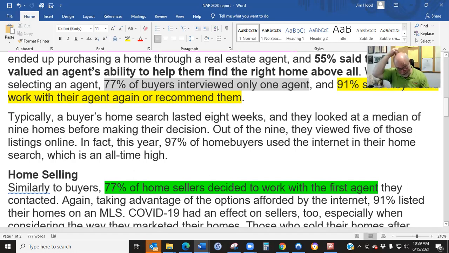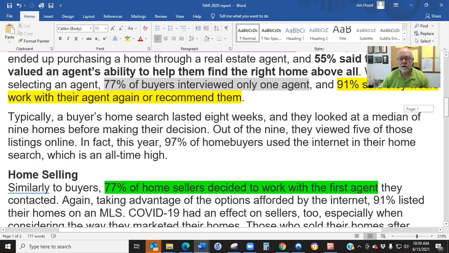We'll talk about that idea later. All right. The home buyer: 77% of home sellers decided to work with the first agent they talked with. Again, it goes back to you get that lead, stick with it like glue on an 8.